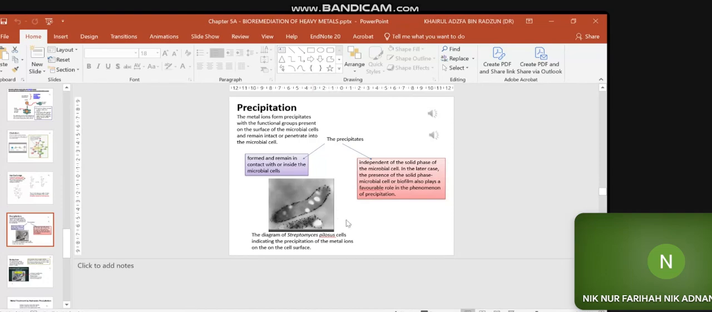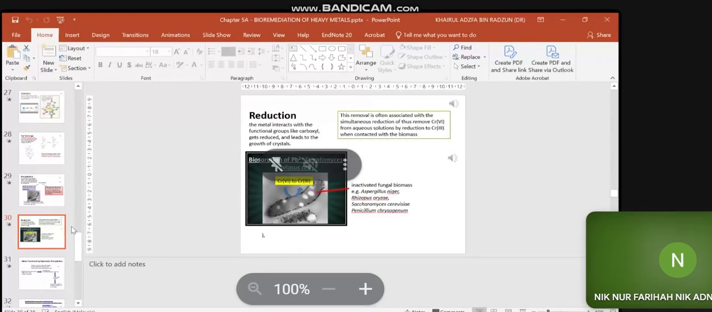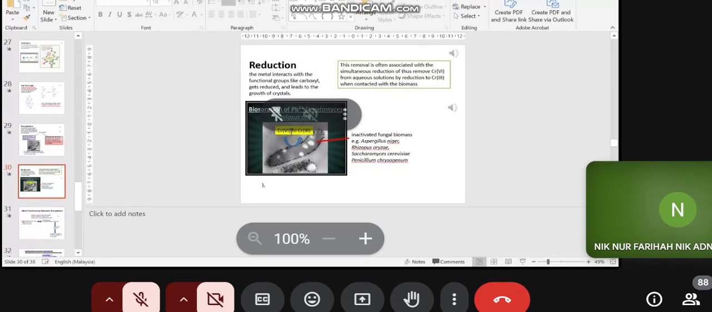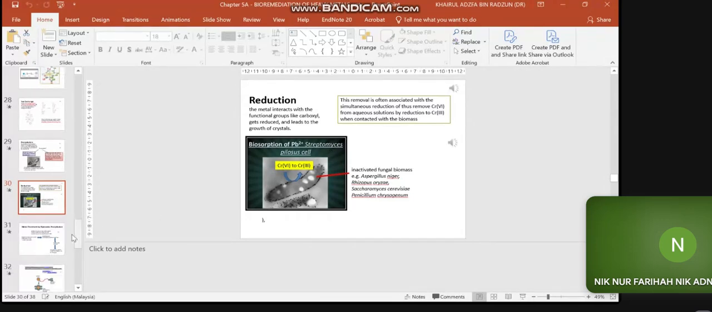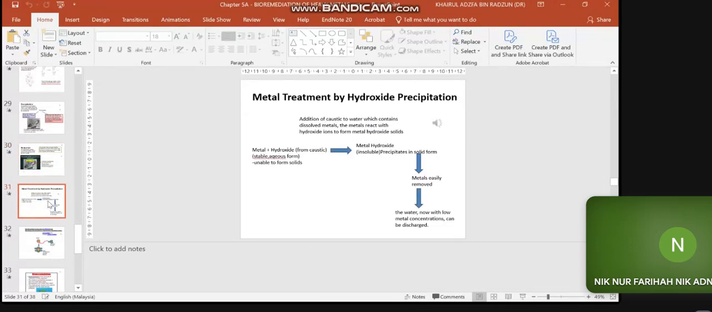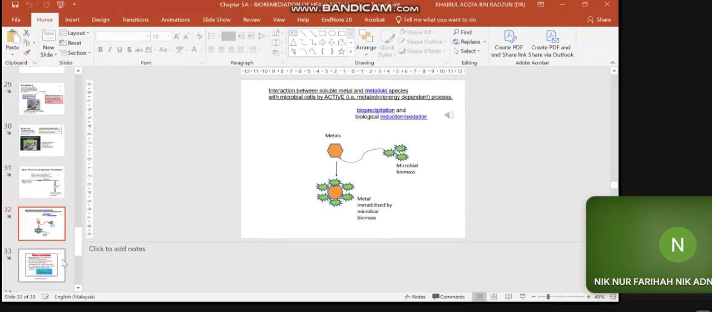Precipitation is precipitated within the cell. The reduction is reduction from the higher valence to the lower valence. For instance, for this one, chromium 6 can be reduced to chromium 3 by this particular Streptomyces pilosus cell. And then metal treatment by hydroxide precipitation. This one is chemical, which is hydroxide. You can read it as well.